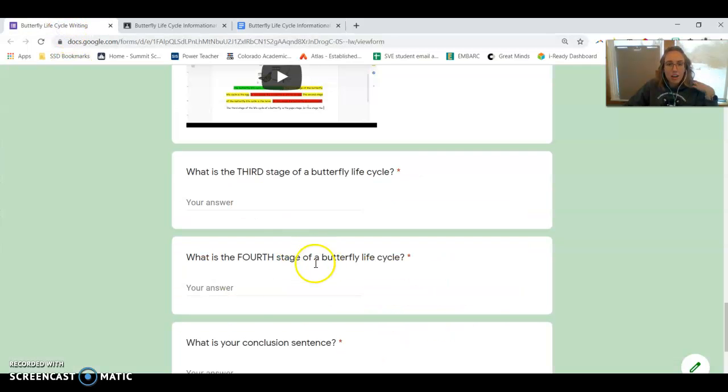I need to come back here and say, what is the fourth stage of the butterfly life cycle? And I would say the fourth stage of the butterfly life cycle is the adult stage. Bada bing, bada boom.